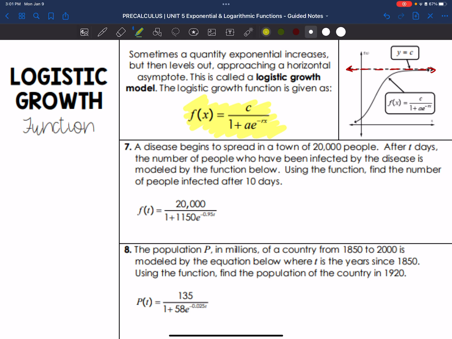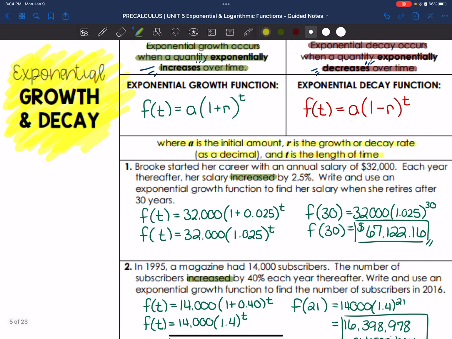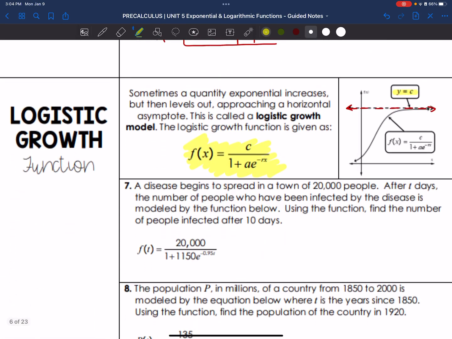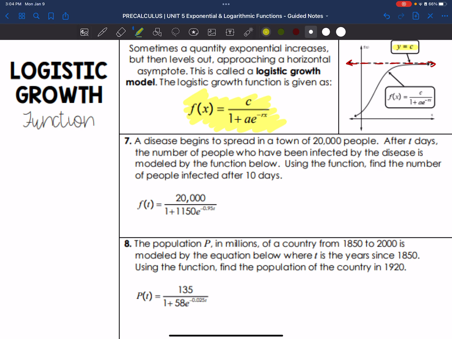Where C is going to be that horizontal asymptote. So we've got that C value, and the A is still that initial amount. E is that natural base like we saw previously. And R is going to be the rate, and X is whatever input we're dealing with, typically time.